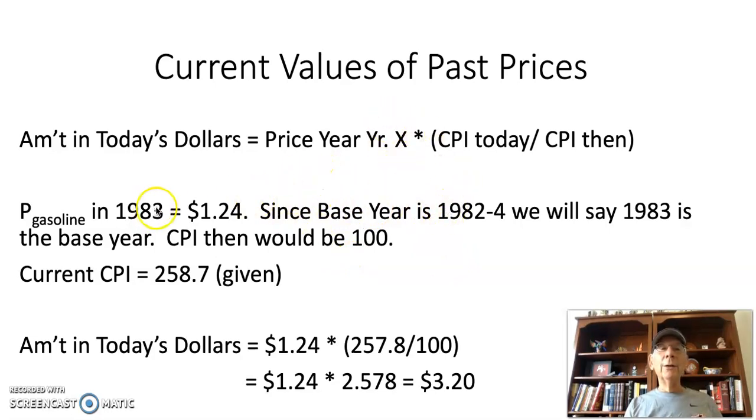What we can see here is if the price was $1.24, and we'll say 83 is about when we had the base year, so the price index in 83 was 100. Here is the current consumer price index. Prices have gone up by more than 2.5 times. So $1.24 then would be a little more than twice as great in today's terms. In other words, the current price index divided by the consumer price index back then. So that's equal to $3.20.